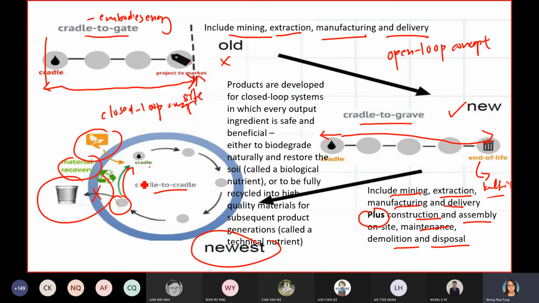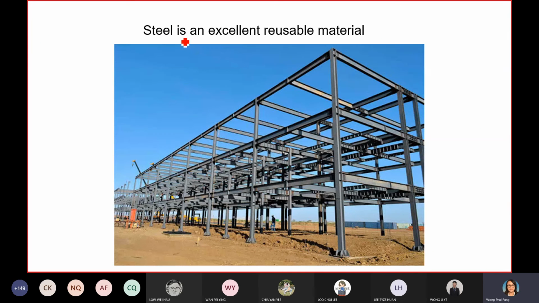Okay, but just to let you know, closed loop is a better way because we don't want to send the waste to the landfill. So as I mentioned just now, steel carries higher embodied energy. That's why, if we can, we have to reuse it. And we all know that steel is an excellent reusable material.